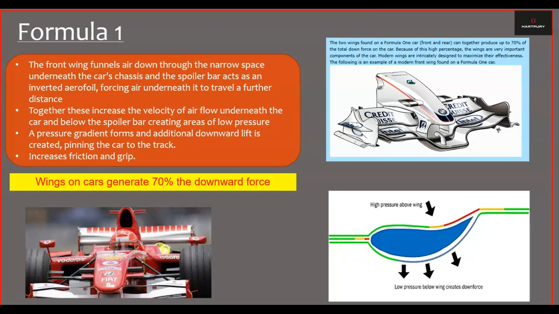and that is specifically important during those high speed races. Okay, so those wings on the car generate 70% of the downward force. Have a little bit of a read of the information on the screen and make sure you've added some notes to your worksheet.